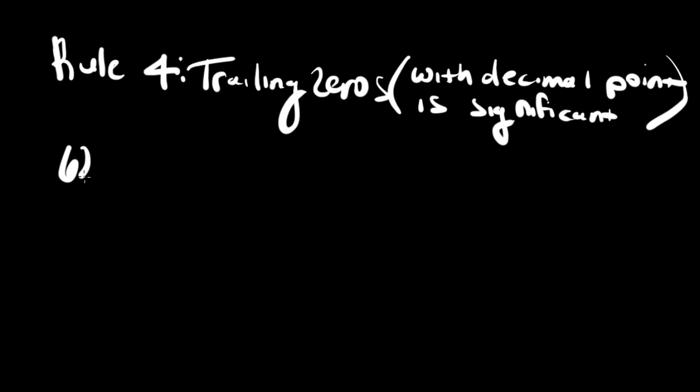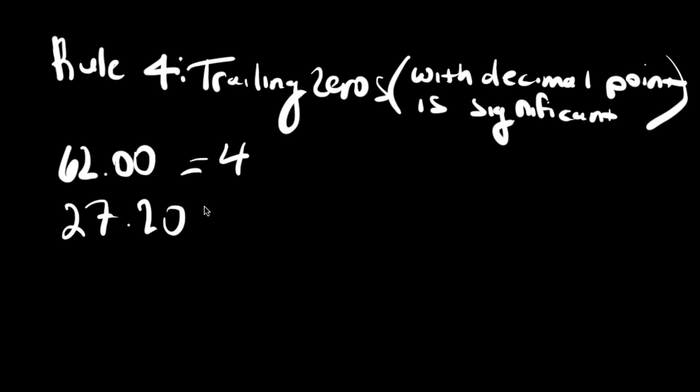What I mean by that is, let's say we have 62.00. Automatically you think 6 and 2 are obviously significant, but you don't think about these two zeros. They don't look like they have any significance, but they're trailing and there's a decimal point, so they're going to be significant. So it's 4 significant figures. Let's say now we have 27.20. 1, 2, 3, 4 again. 4 significant figures.